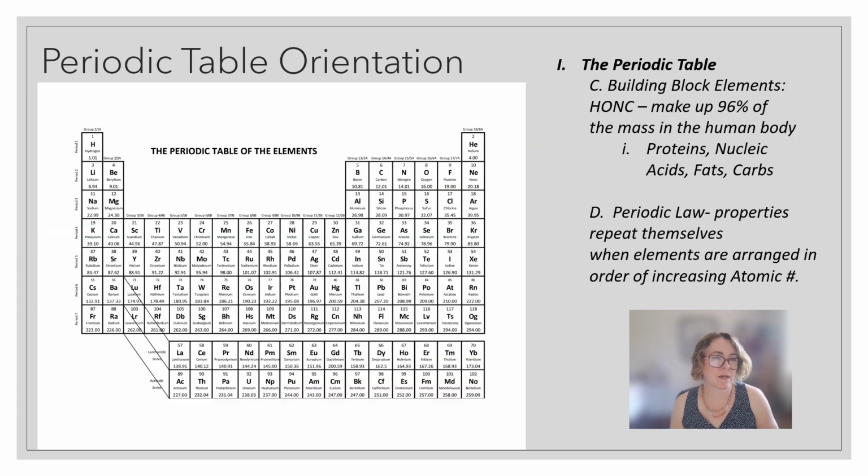So the next piece on the periodic orientation, I want to talk about the building block elements, and those are going to be hydrogen, oxygen, nitrogen, and carbon. This is a health note, and you do want to make a note anytime we talk about a health note on one of these podcasts. You are going to want to make a note of it. These will also be found in your guided practice. But these four elements are going to make up 96% of the mass of the human body, and they're going to be the main components of things like proteins, nucleic acids, fats, and carbs.